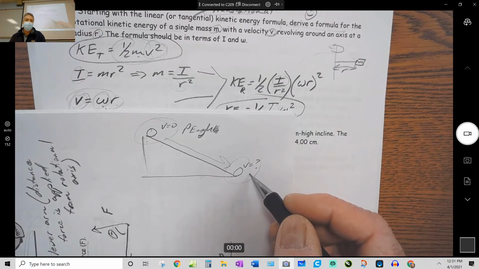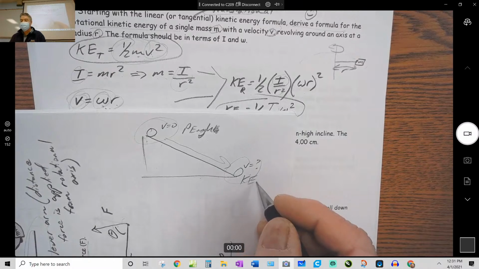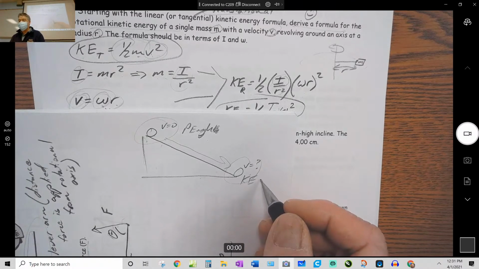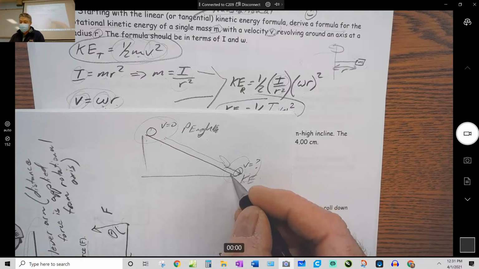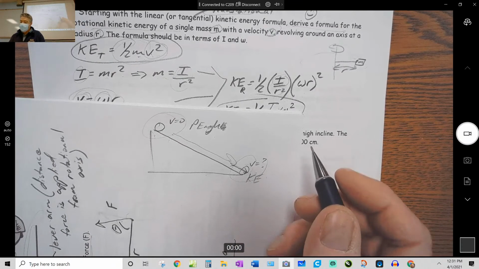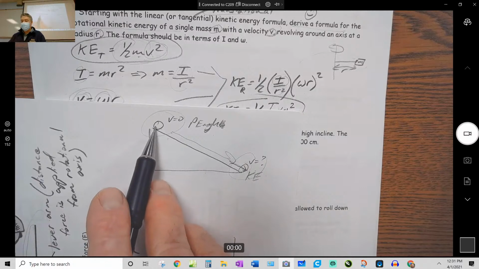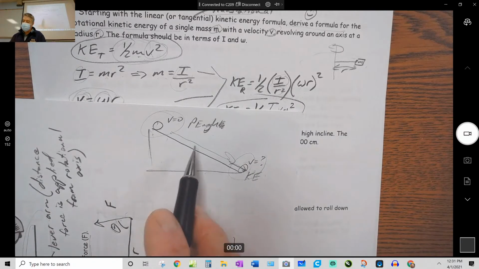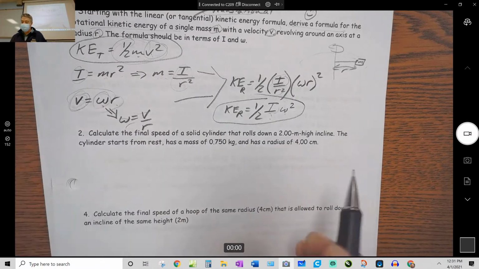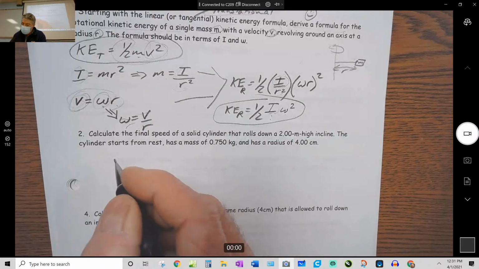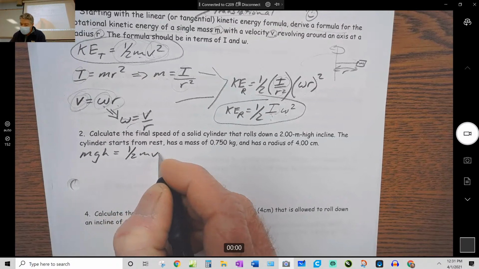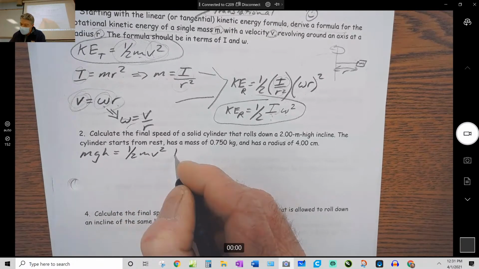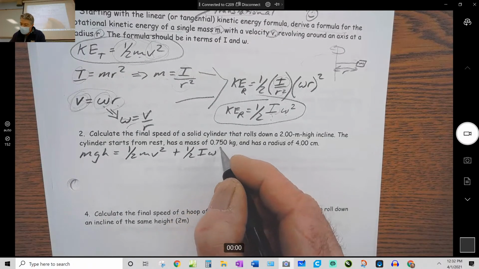And the energy that it has here, it's going to be all kinetic. But it's not just going to be 1/2 mv squared anymore. It's going to be 1/2 mv squared plus 1/2 I omega squared, because it's going to both be moving translationally, and it's also going to have some energy that's bound up in the rotation. So I'm not going to write out the whole conservation of energy formula. I'm just going to set it up as mgh equals these two kinds of kinetic energy. So mgh equals 1/2 mv squared plus 1/2 I omega squared.